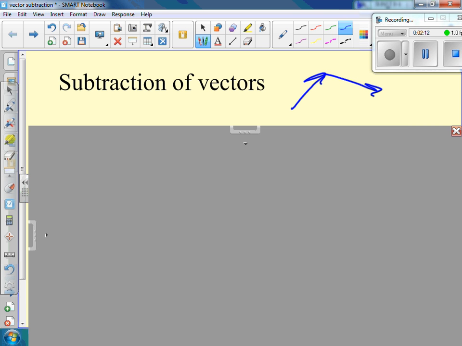Got a garden nose speaking back there. Anybody? Anybody? Subtraction of vectors. What do you think, Sean? Come on, you've always got something wise to say. Subtracting 2 vectors? What does that mean?